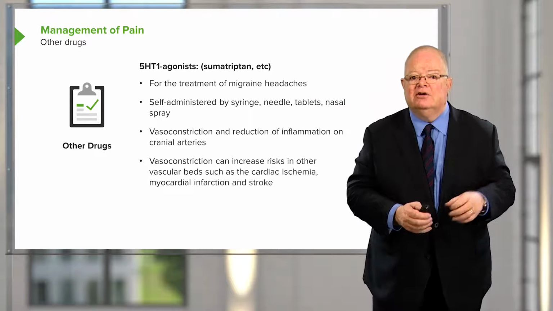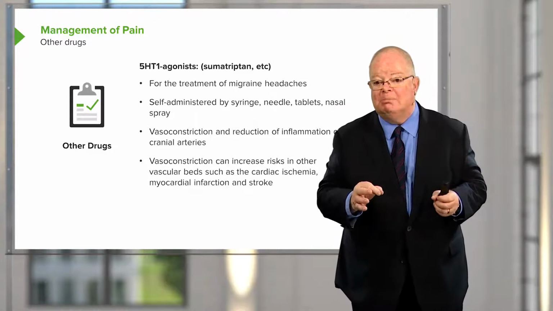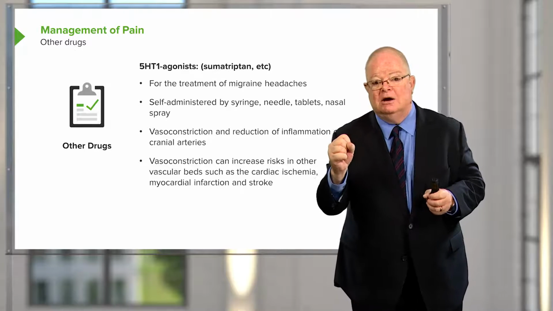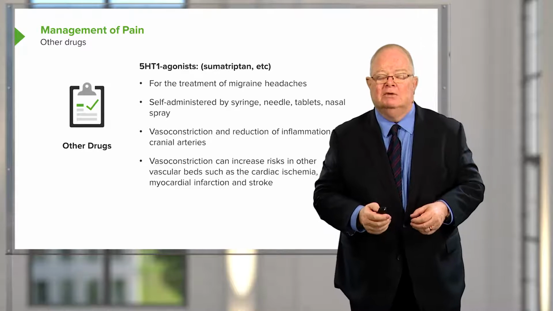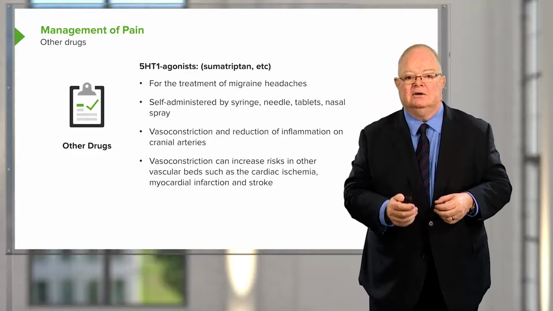This vasoconstriction can increase the risk in other vascular beds, such as the cardiac bed, where if you get vasoconstriction, you can get cardiac ischemia and myocardial infarction. And it can also increase the possibility of stroke if it causes intracranial vessels also to constrict.